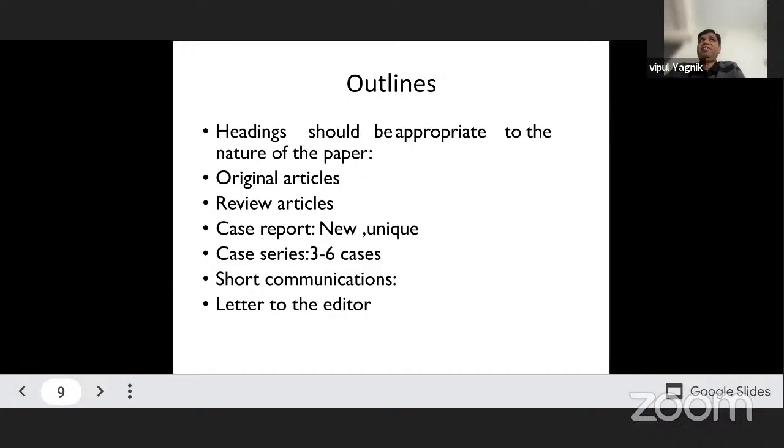In a review article, similarly, you have to write an abstract, introduction, other headings as chosen by the author, discussion and conclusion. A case report also follows fixed headings: abstract, introduction, case detail, discussion and conclusion.